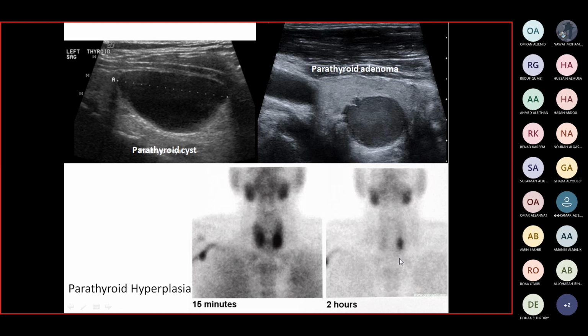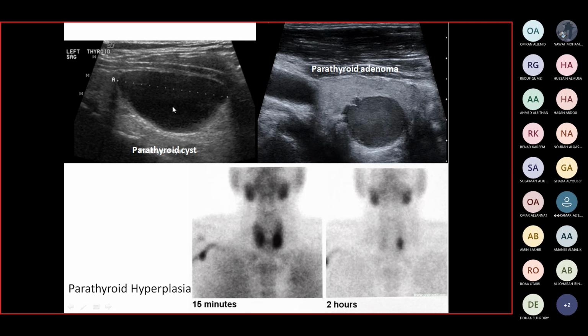Of course, they may have done another modality, an ultrasound, and for example the ultrasound demonstrates this parathyroid adenoma, and this is a soft tissue lesion, but this is a cystic lesion. This is a cystic lesion, and this is a soft tissue lesion.